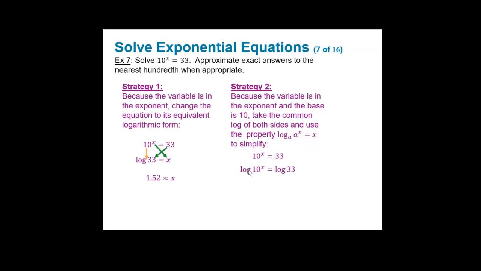But notice when we simplify this, this is log base 10 of 10 to the x. Well, if the base of the log and the base of the exponent are the same, then this expression on the left-hand side will just simplify to what? Just x because of this property. So this would be x is approximately 1.52, again putting the log of 33 into my calculator. So the left-hand side simplifies to x, and this right-hand side approximates to 1.52.